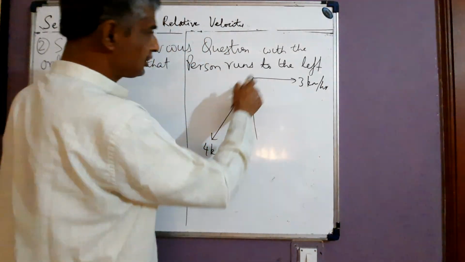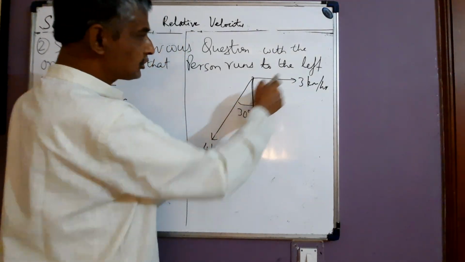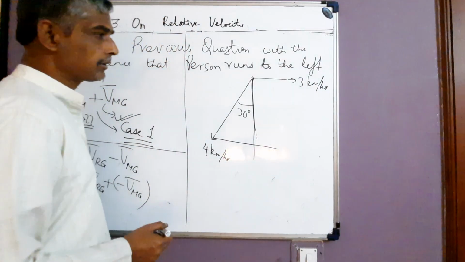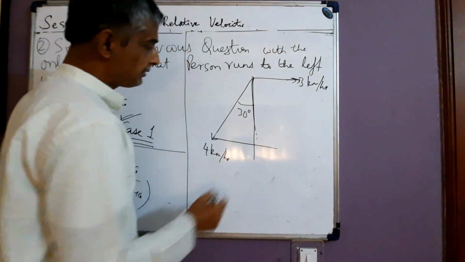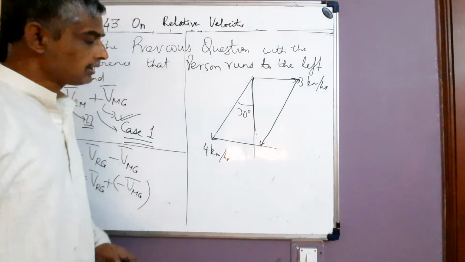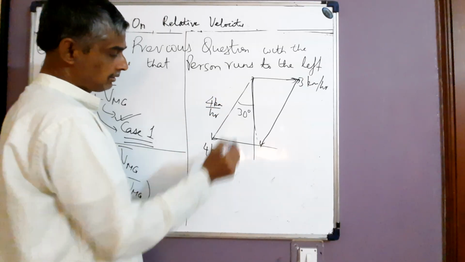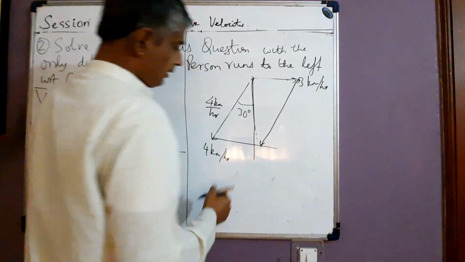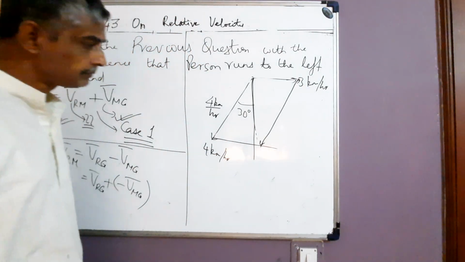Now what we do with these two adjacent sides, we complete the parallelogram. Okay, fine. So we complete the parallelogram now with this one. Okay, so this is 4 km per hour. This is 3 km per hour. This is 30 degree. All right, is it clear?